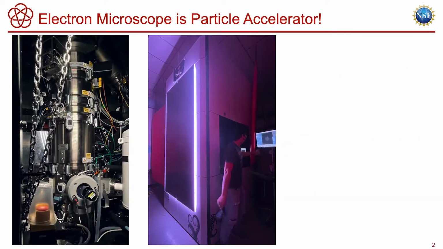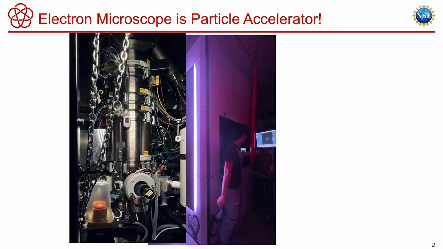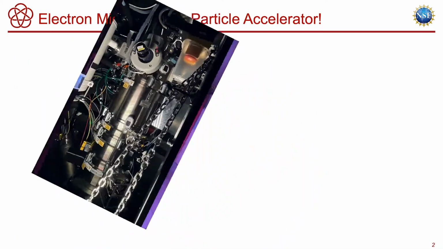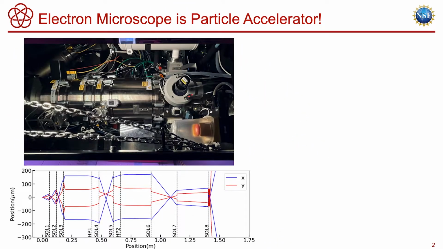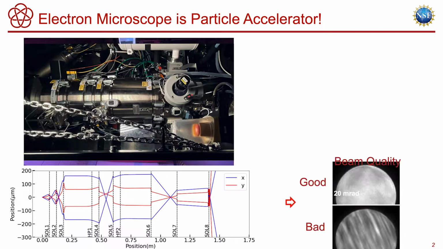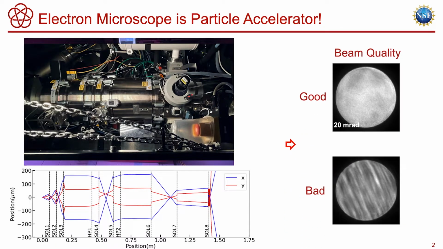An electron microscope is essentially a particle accelerator. This means we can characterize the beam quality in similar ways to accelerator physics. Here we extract a physical quantity, emittance, from images called raw Ronchigrams, from which an experienced user can easily tell if the beam quality is good or bad.